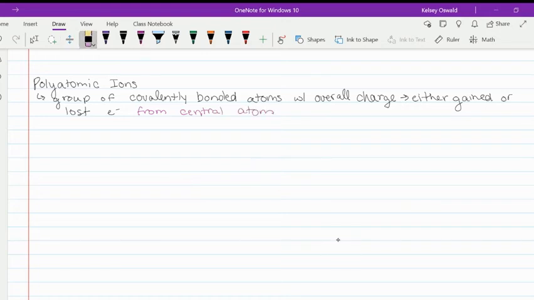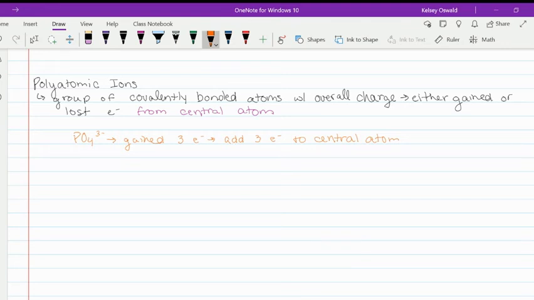Okay, so let's look at an example. Let's say we look at PO4 3 minus. So that 3 minus tells us that overall we have a negative 3 charge, which means we gained 3 electrons. Remember, a negative charge, now we have more electrons, we gained those 3 electrons. Which means when we draw our Lewis structure, we are going to add 3 electrons to that central atom.